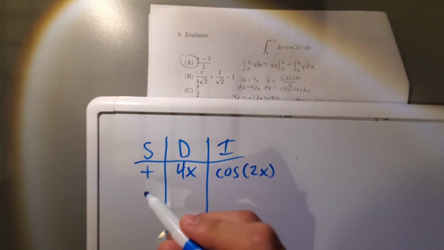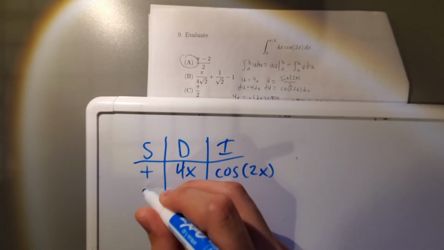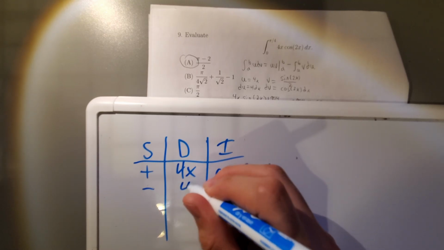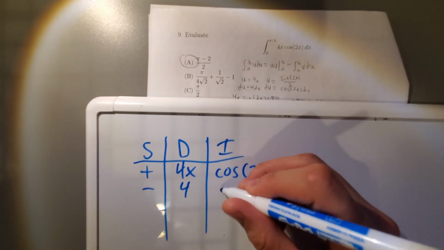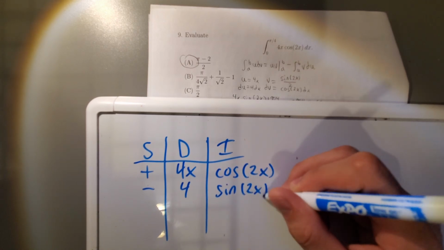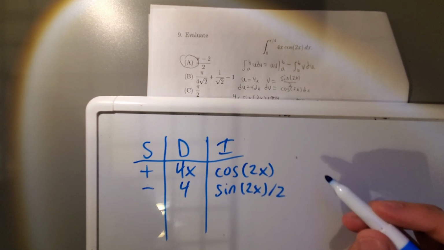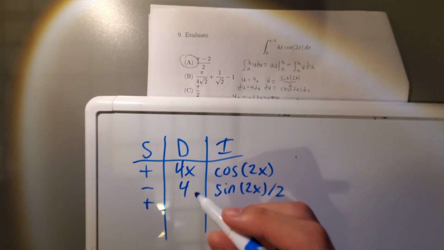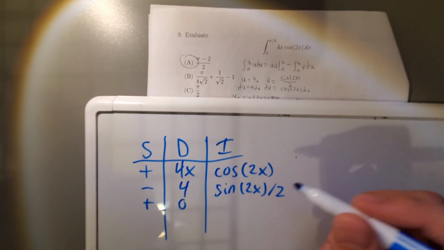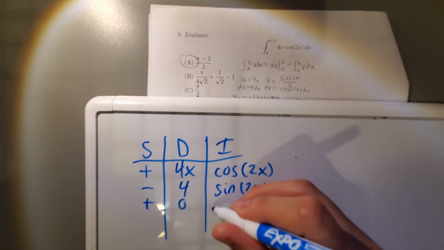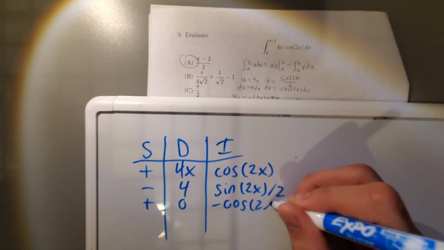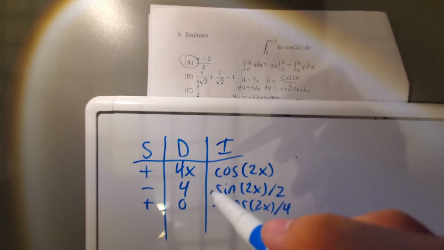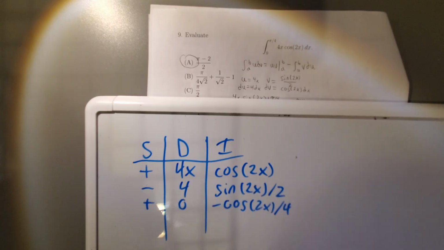And now we're going to go down one by one, and with each pass, the signs are going to alternate. So the second time, now it's going to be negative, and then we're going to differentiate 4x. So the derivative of 4x is 4, and the integral of cosine of 2x is sine of 2x divided by 2. And then we do it again and flip the sign again, so now it's positive, and the derivative of 4 is 0. And then the integral of sine of 2x over 2 is negative cosine of 2x over 4. And basically, the way you know when to stop doing this is when your derivative column reaches 0.